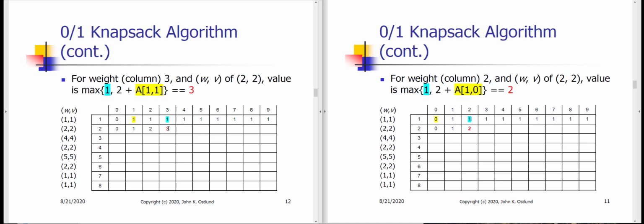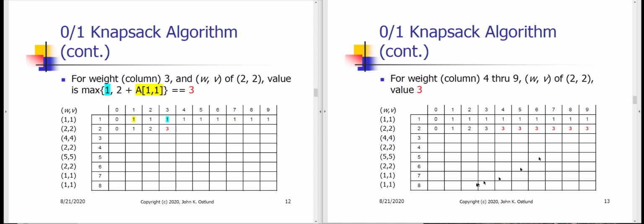Now, at this point, these weights, 1 plus 2, are equal to a weight of 3, consequently, that's going to be the best we can do as far as value for any higher remaining weights. So all of those are just going to get likewise filled in with 3. 3 is the maximum value that we can get just using these first 2 values in the multiset, 1 and 2.